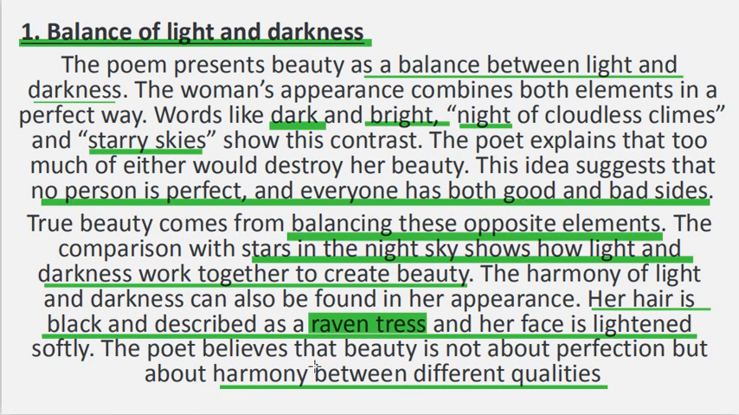The woman's beauty is described as a perfect mix of light and dark. Her face is bright and her hair is a raven tress. A raven is a very black-colored bird. Raven can also mean a deep black color, while tress is braid or coiled hair. This balance of color creates harmony and makes her attractive. The poem suggests that beauty comes from combining opposite elements.